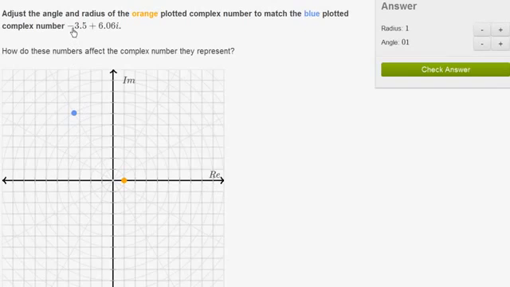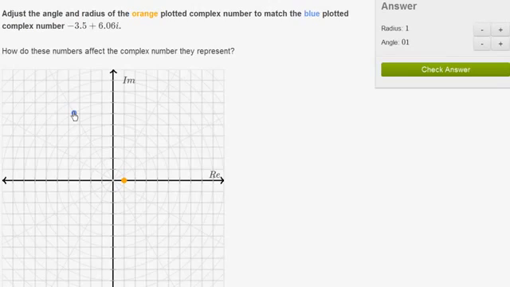And so the real part of this number is negative 3.5. And so we've plotted that on the real axis, negative 1, negative 2, negative 3.5. And then the imaginary part is 6.06. So we go up 1, 2, 3, 4, 5, 6, and then a very little bit to get to 6.06. So they've plotted it like that.